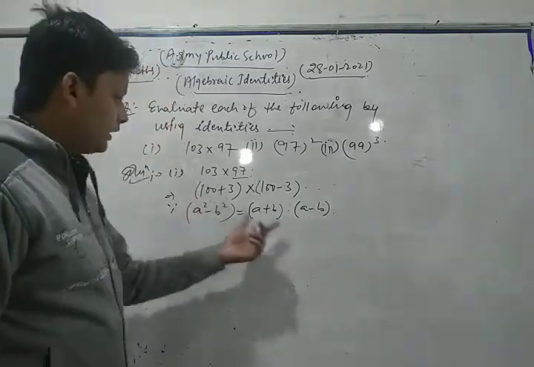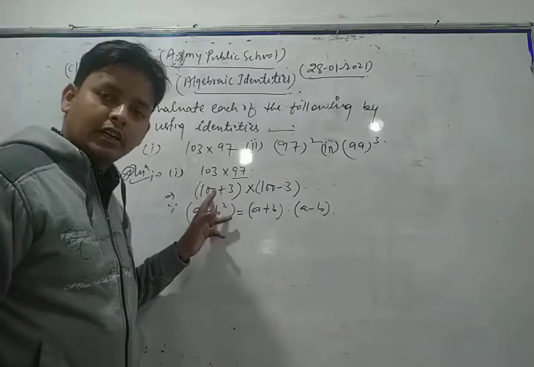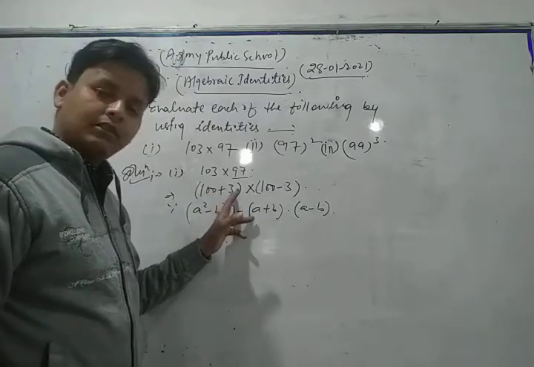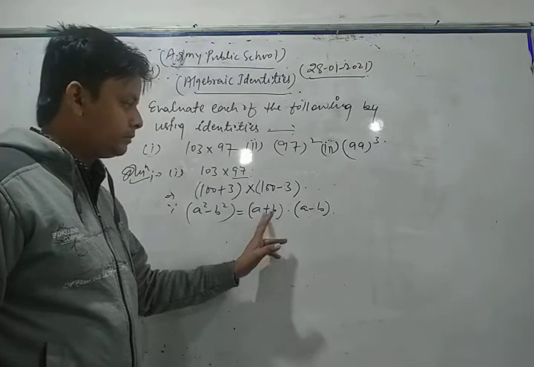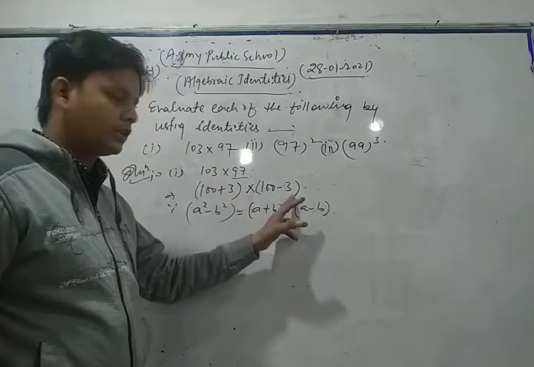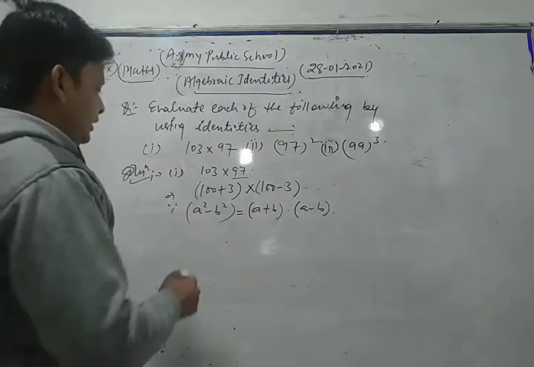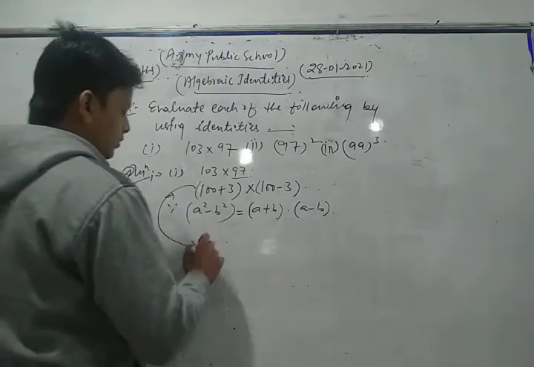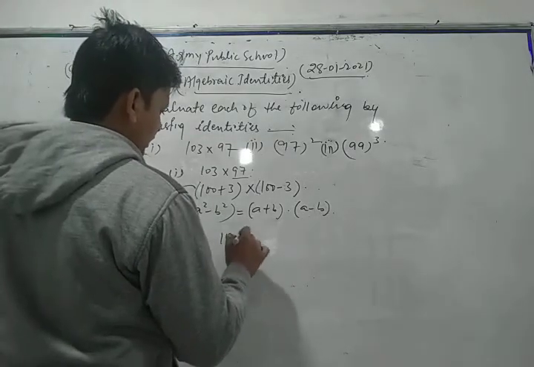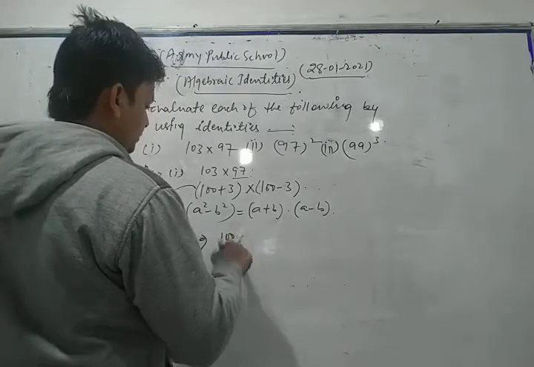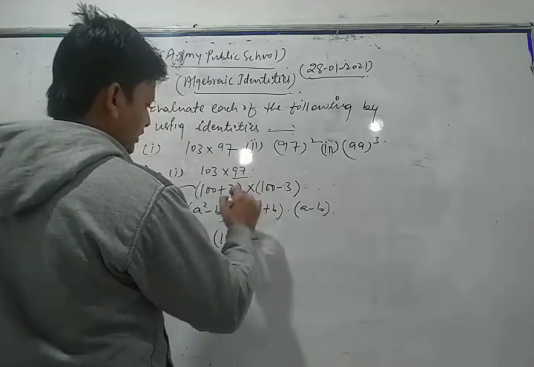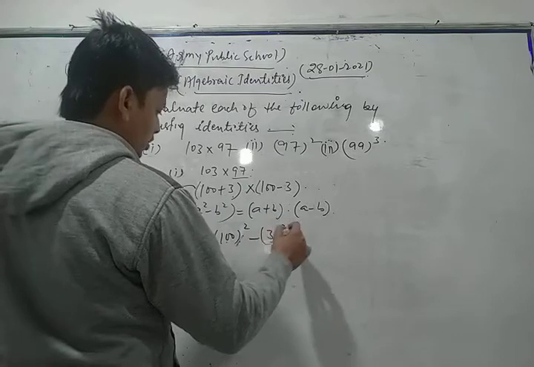Now here, a is 100 and b is 3. This is the form of a plus b into a minus b, so we can write it as a square minus b square. So we can write this as 100 square minus 3 square. Okay, now we simplify them.